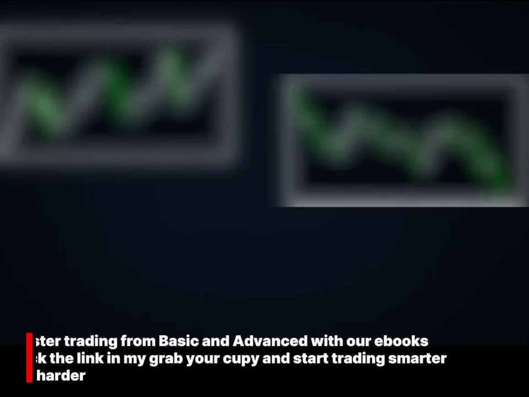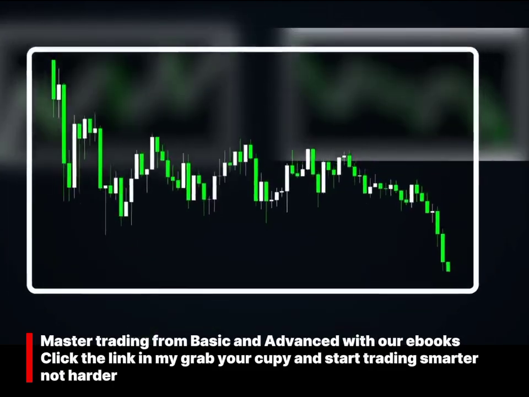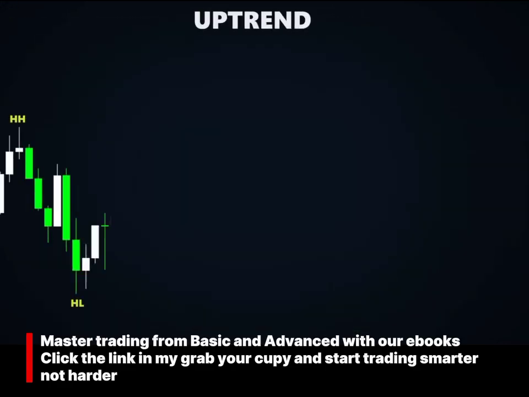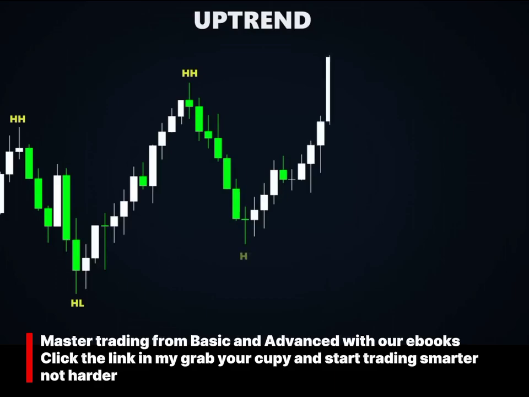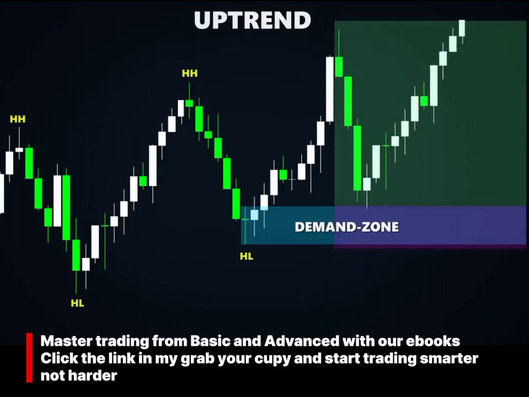There are only 3 types of market structure you really need to know: uptrend, downtrend, and range. Let's keep it simple and break each one down. First, the uptrend. This is when price keeps moving higher. You'll see higher highs and higher lows. That just means buyers are in control. In this kind of market, the smart move is to look for buying opportunities when price pulls back.